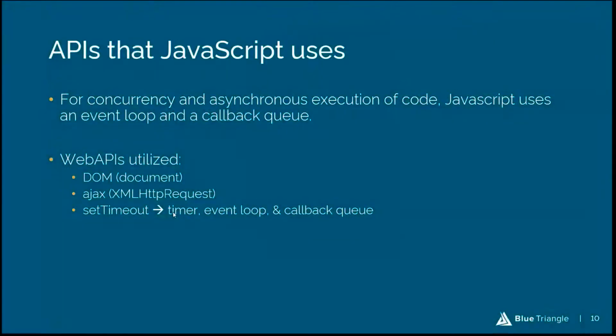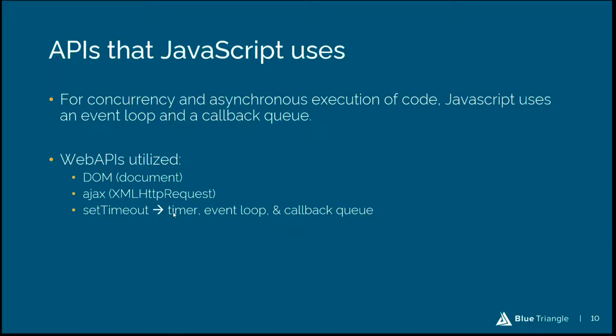In addition to just the call stack, JavaScript uses a couple of browser APIs, like I mentioned. So for concurrency and asynchronous execution of code, JavaScript uses the event loop and callback queue. So we went through this a little bit before, but there are also a couple of web APIs that allow JavaScript to use the callback queue in a specific way.